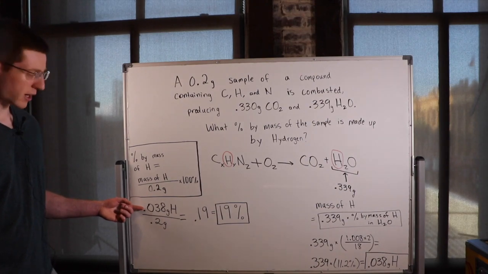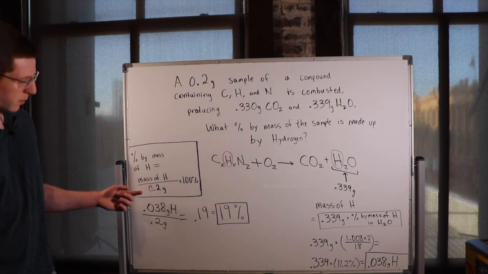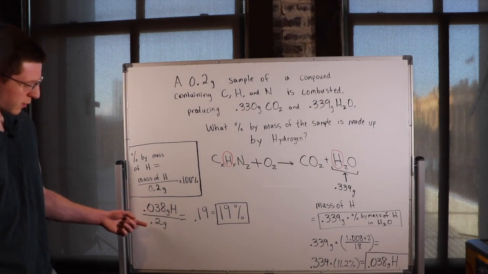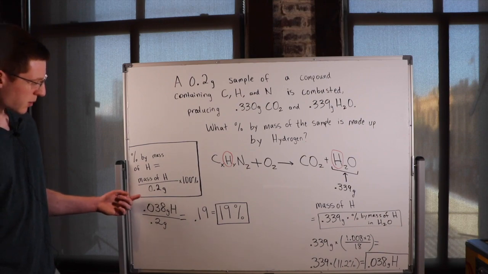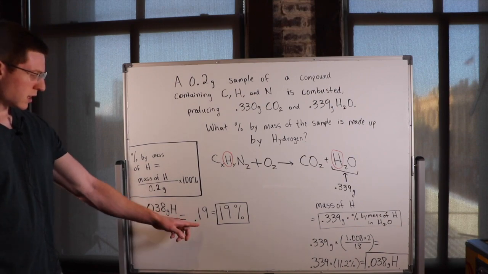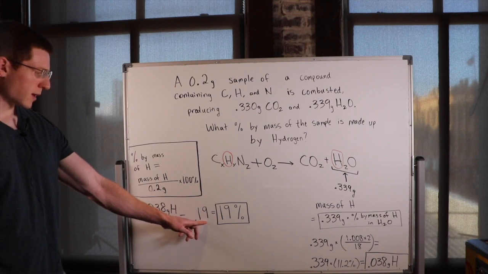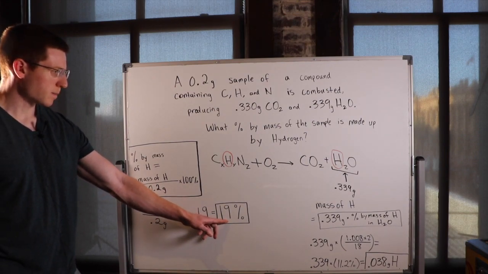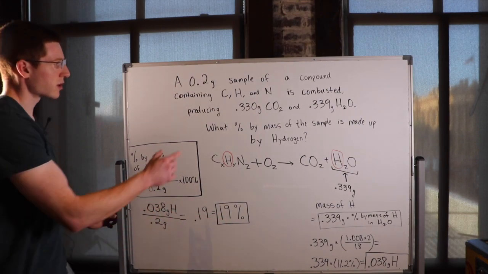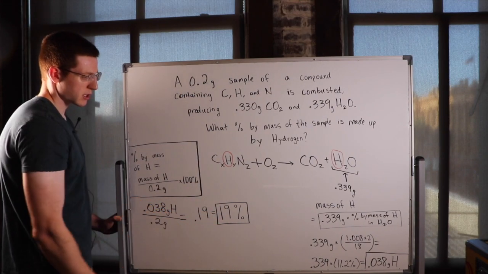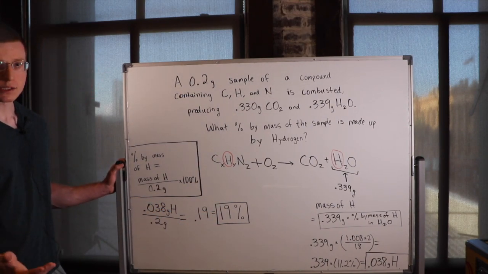So now we have our numerator that we wanted. So 0.038 grams over 0.2 grams is the percent by mass of hydrogen. So 0.19, when you multiply that by 100, you get 19%. So that's our answer here. Our original sample was 19% hydrogen by mass.